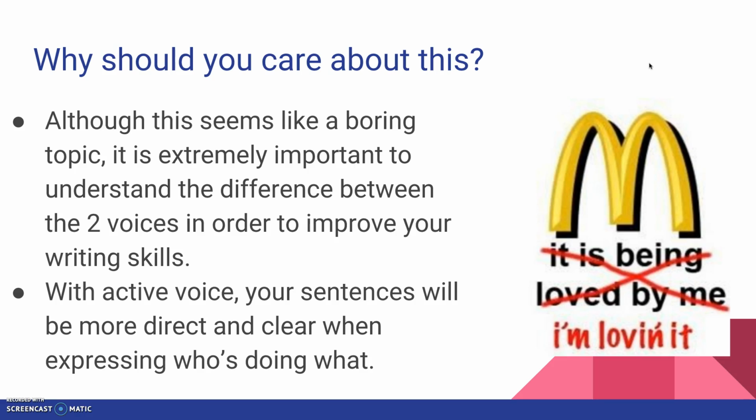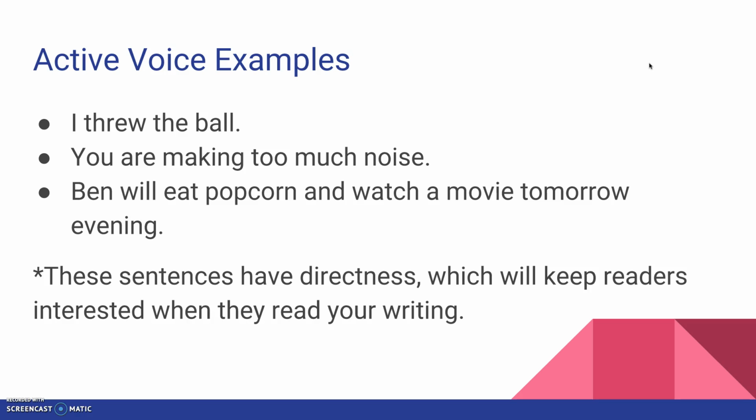Now, if you look to the right, there's a picture of the McDonald's logo. Underneath, it says, "It is being loved by me." However, that's passive voice, and as you can see, it's kind of unclear to interpret what they're saying. So crossed out and underneath in red, it says, "I'm loving it." Now, "I'm loving it" is such a clear and direct phrase rather than "it is being loved by me." So that's just one of several examples that I'm going to show you about active versus passive voice.